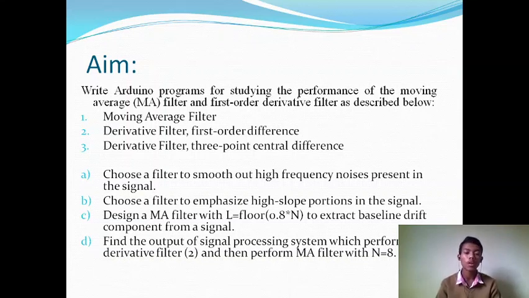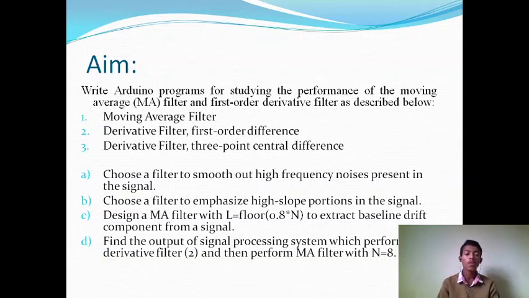I will put two questions forward to you. The first question is, choose a filter to smooth out high frequency noises present in the signal. If you are a signal processing engineer and a layman comes to you and asks for a filter which smooths out high frequency noises, which filter will you suggest? And the second question is, that person also wants another filter to emphasize high slope portions in the signal. According to your previous knowledge, which filter will you suggest him?